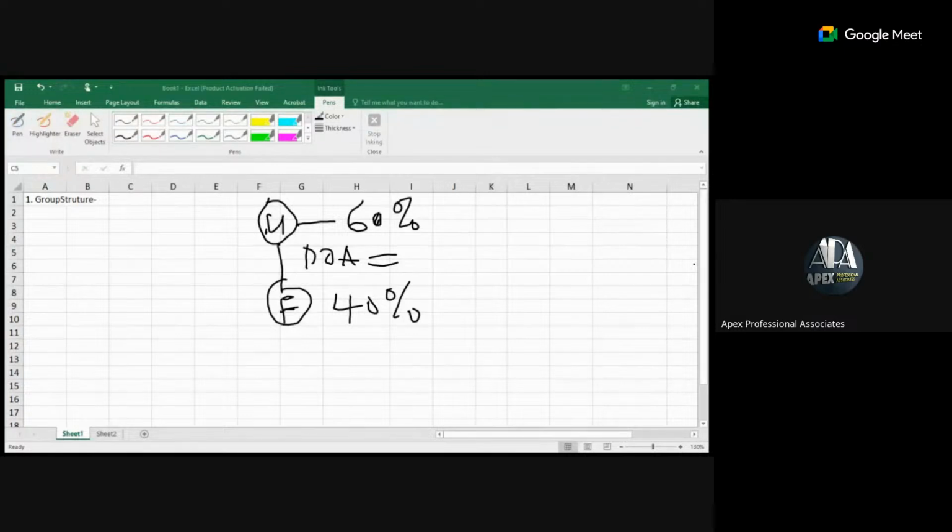In the question, there's a part that says the date of acquisition. We say it is 1st May 24. Is it 24 or 20x? Whatever the case, let's just say it's 2014. So this will be 2014.